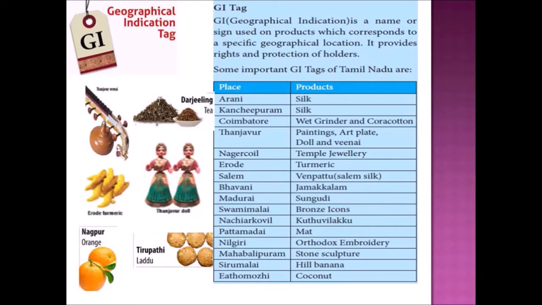In Tamil Nadu, many products are given this GI tag. Some of the products are Arani silk, Kanchipuram silk, Coimbatore wet grinder, Coimbatore Kora cotton, Tanjavur paintings, Tanjavur doll, Tanjavur Veenai, Nagarkoil temple jewelry, Salem Venpattu, Erode turmeric, Bhavani Jamakalam, Madurai Sungadi, and also Madurai Malli, Swamimalai bronze icons. These are some of the products which are given the GI tag. So these products are legally protected. In India, the first GI tagged product is Darjeeling tea. GI tag in Tamil is called as Puvisar Kurid.